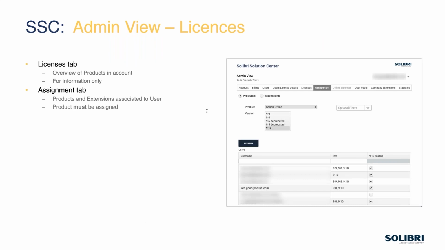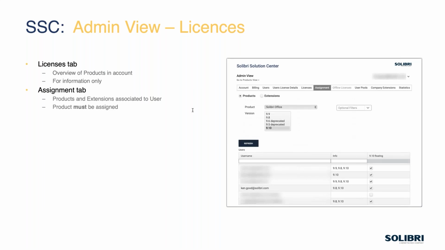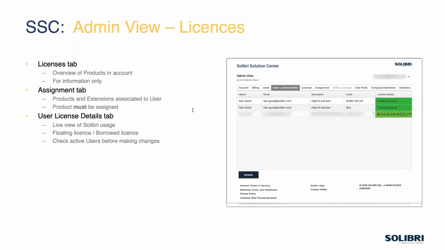I can't stress enough how important it is to go through that assignment process and make sure licenses and extensions are assigned to users. The other part here is the user license details. This one I did a screenshot of yesterday just to show an example of what you might see. It's a snapshot of a particular instance in time, because the user license details is a live thing that updates within a few seconds of people signing in and signing out, and it's directly showing the status of where you are right now.